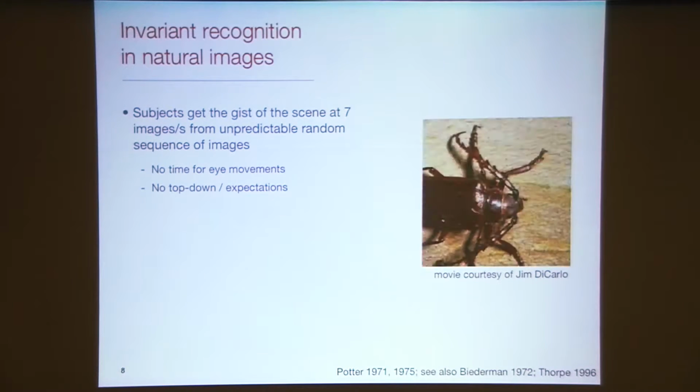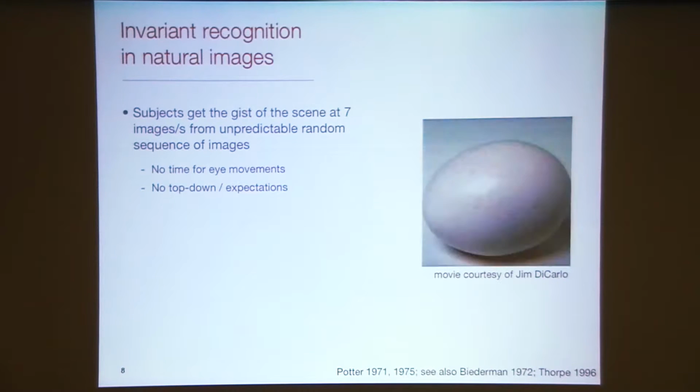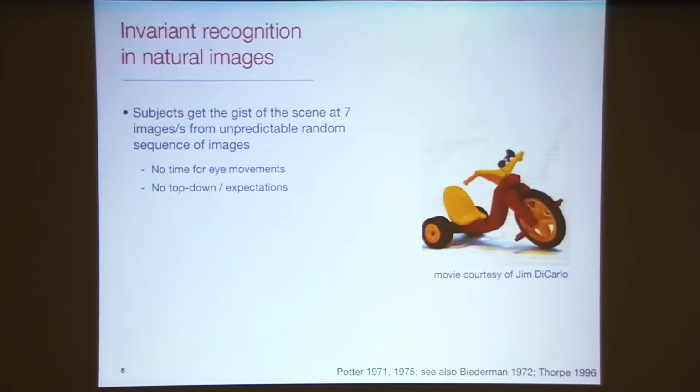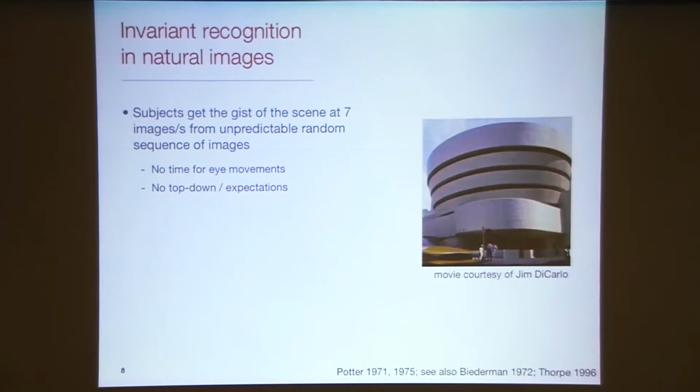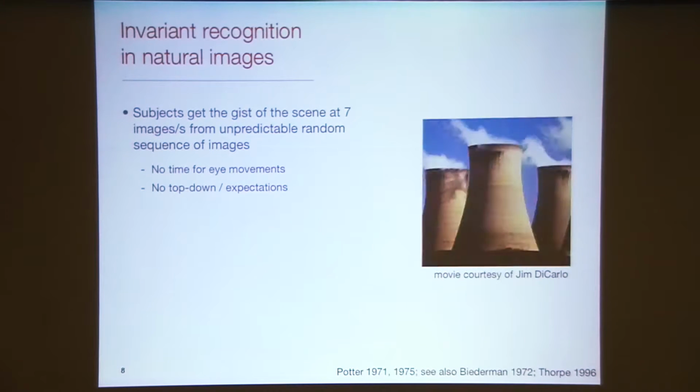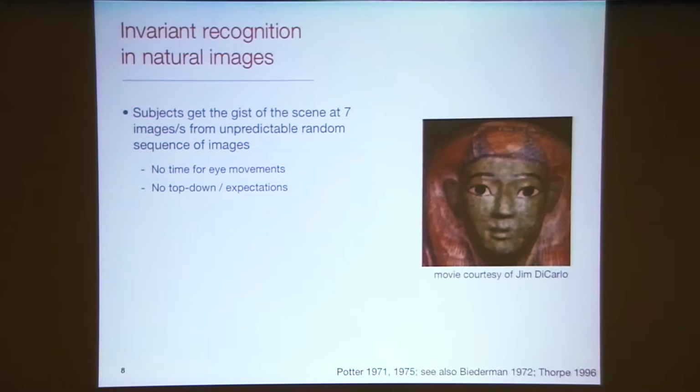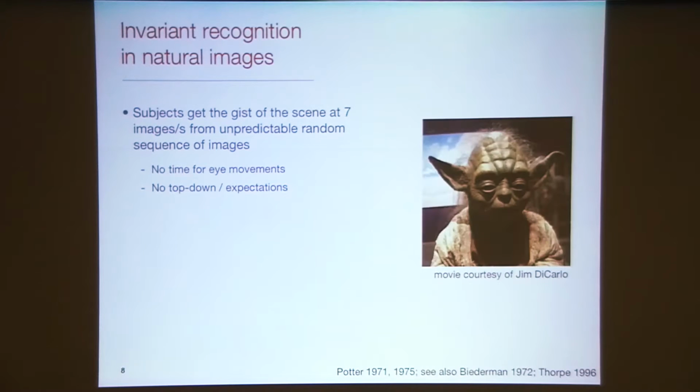These are flashed at a rate of 7 images per second. There is not enough time for you to scan images with eye movements at this speed. And in particular, given that the sequence is completely random, there is no way for you to exploit any kind of top-down expectations of any kind. At this speed, most of you would be able to detect objects, and in particular, you would be relatively good at memorizing most of those.